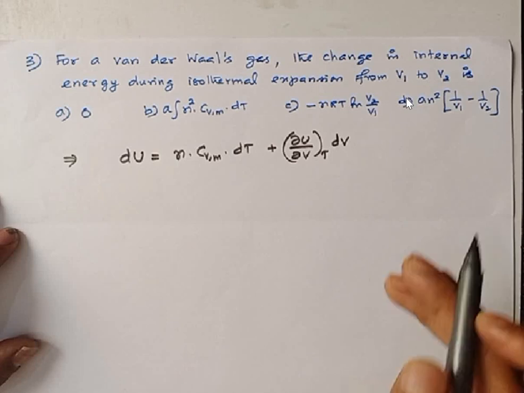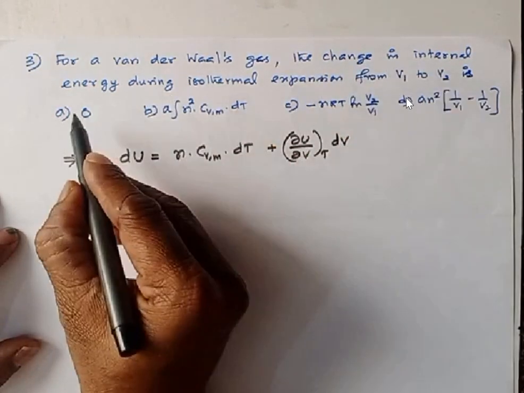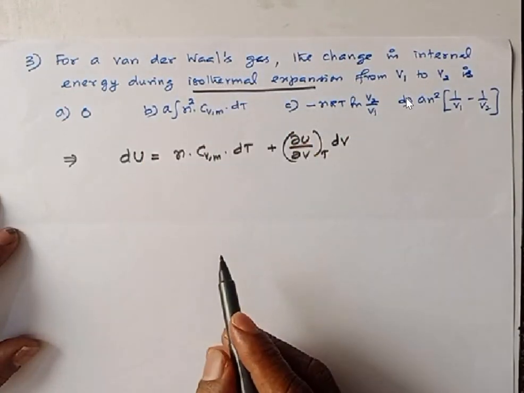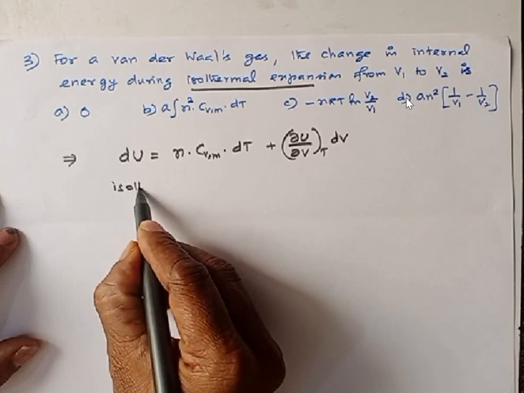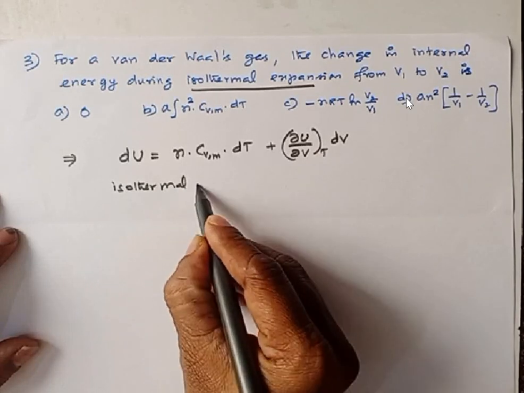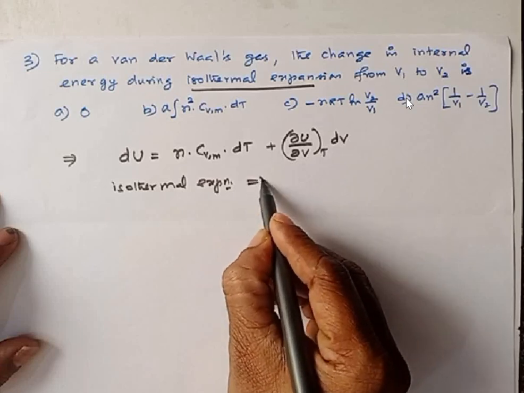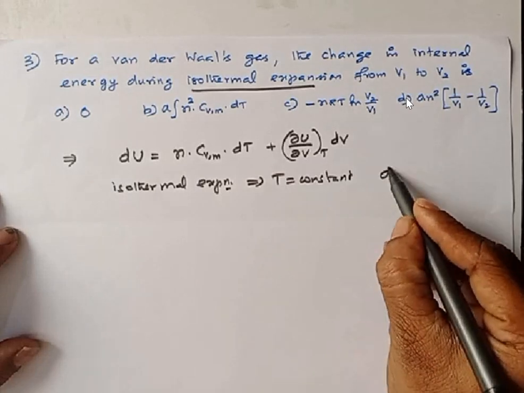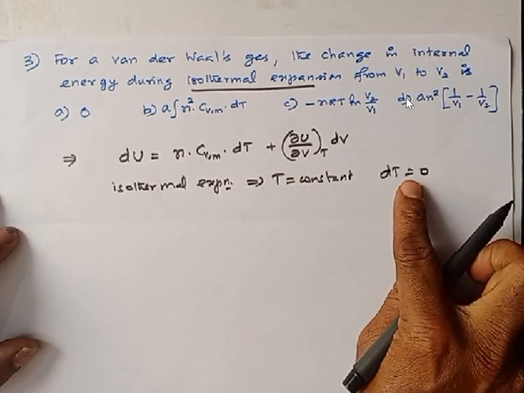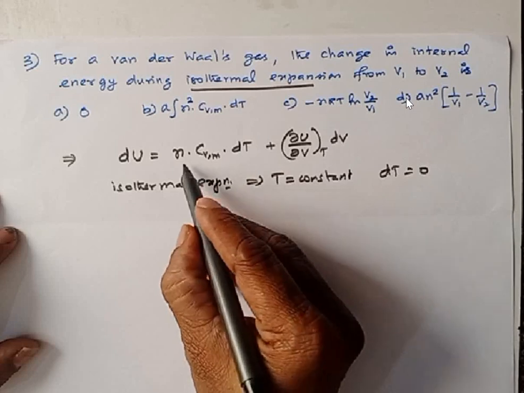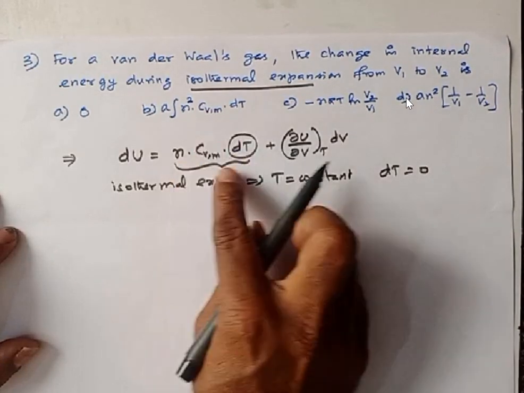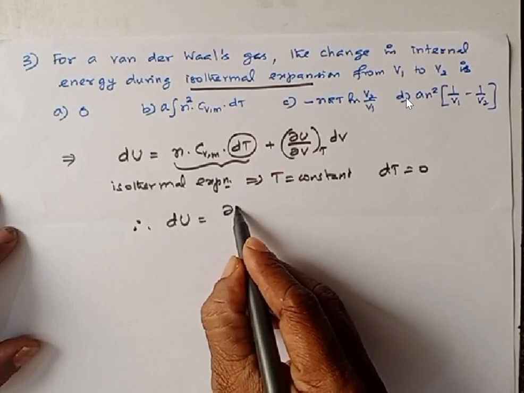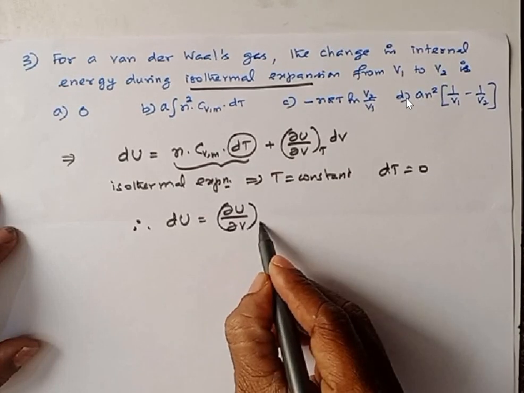Now, we need to find out change in internal energy during isothermal expansion. Isothermal means temperature remains constant. Temperature constant means dT is 0. Therefore, the first term which contains dT becomes 0. Therefore, change in internal energy dU is equal to dou U by dou V at constant temperature into dV.